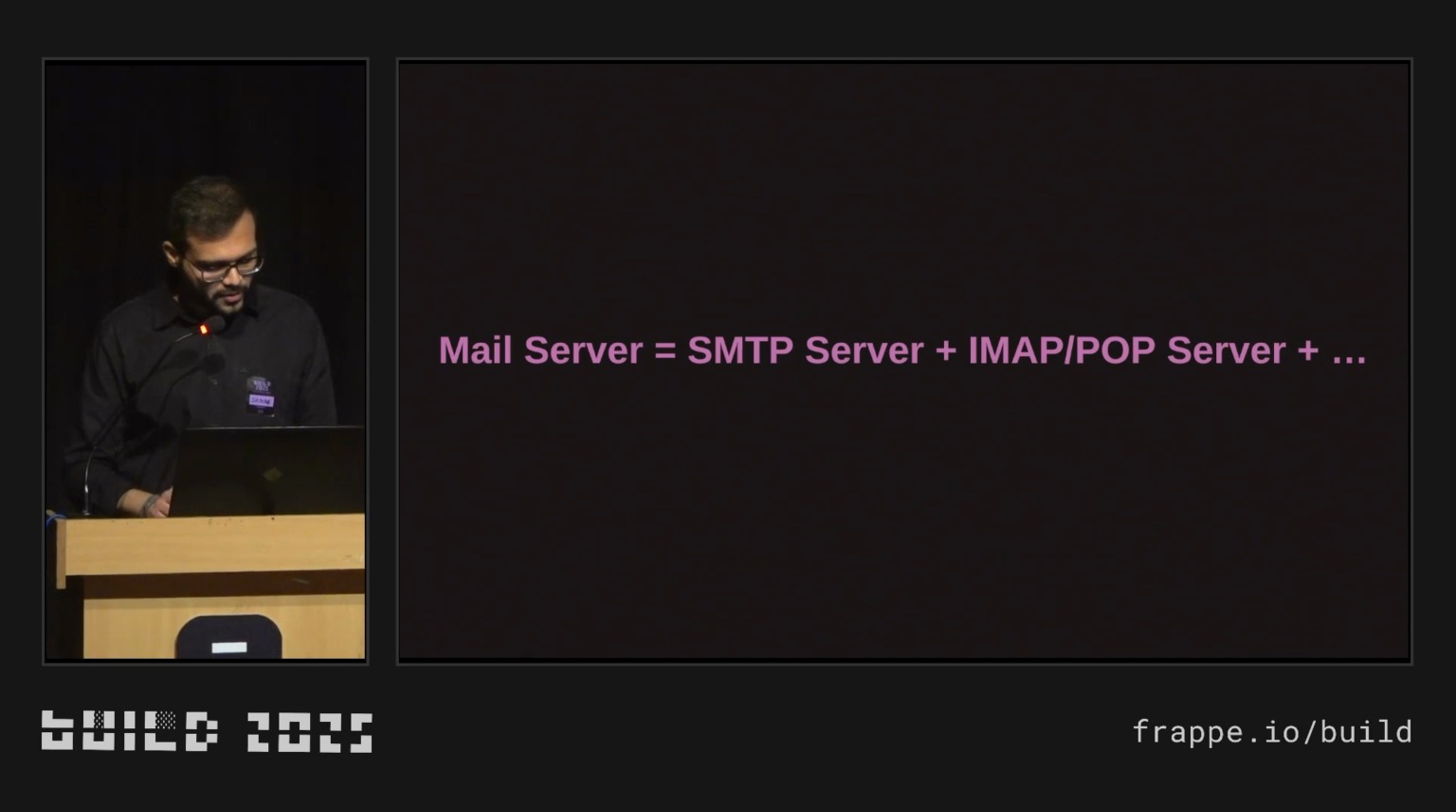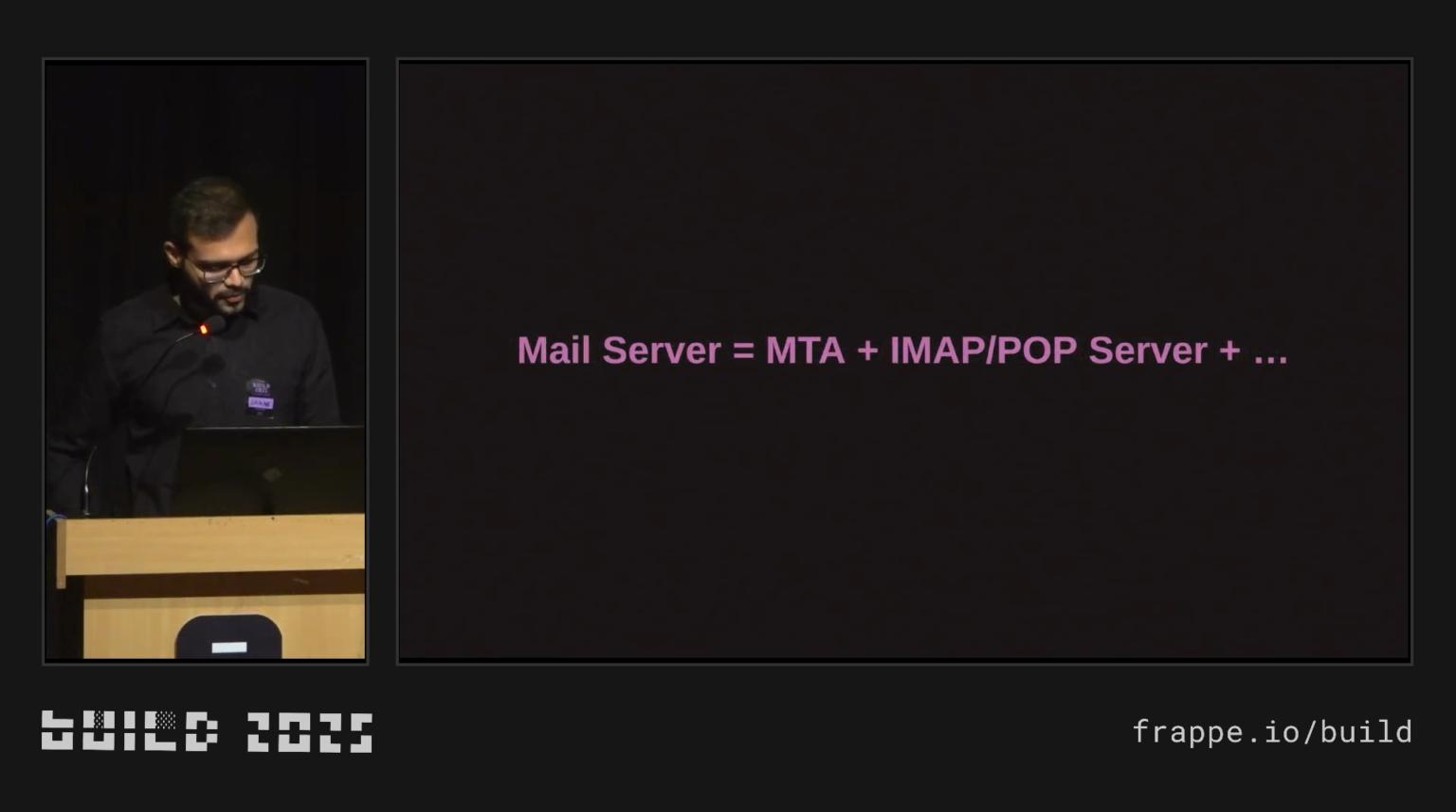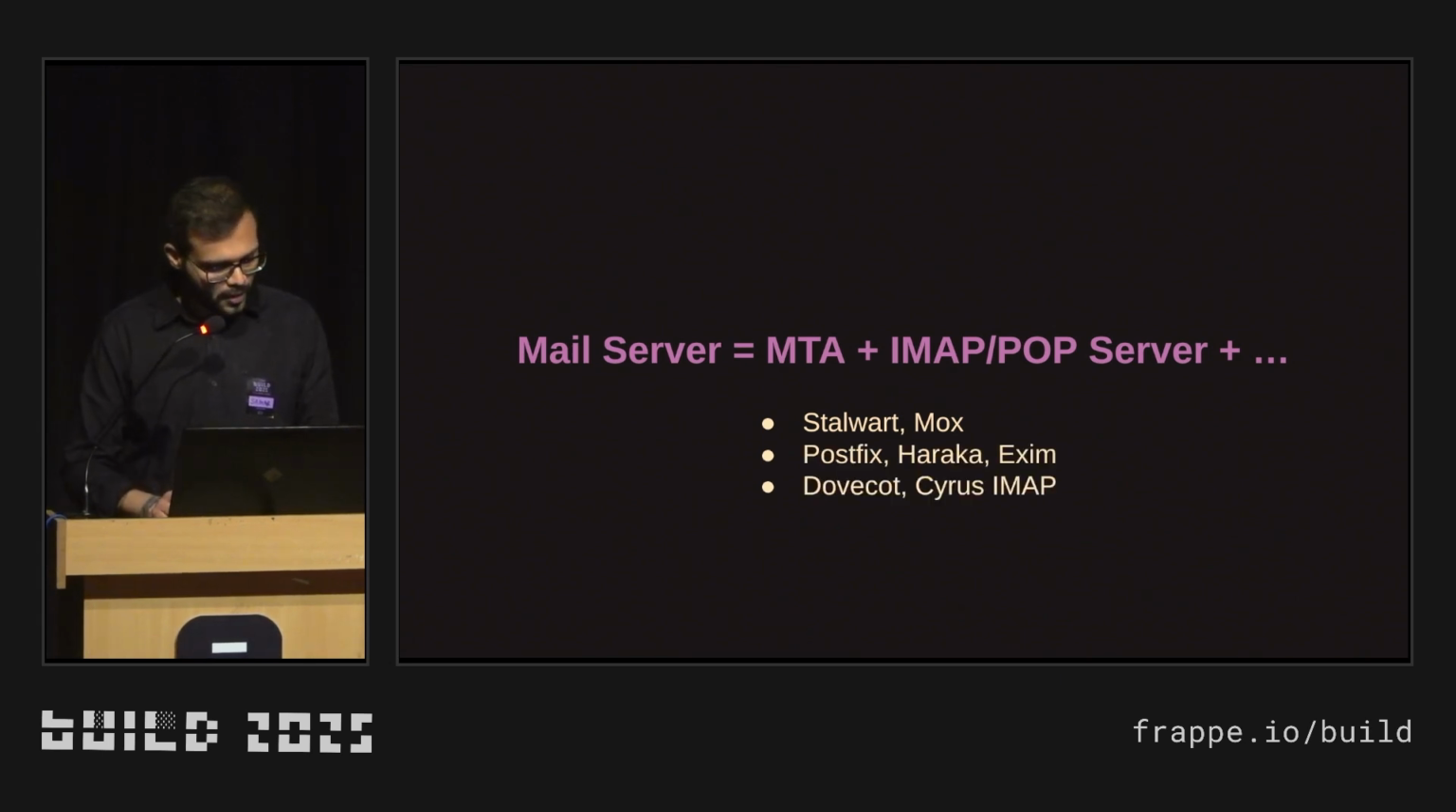A mail server is a combination of multiple components, including an SMTP server, IMAP and POP server, and additional tools like spam filtering, reputation, monitoring, and all. SMTP server is also known as MTA, Mail Transfer Agent. Open source options for mail servers are Stalwart, the one we use, and Mox. Open source options for MTA are Postfix, Haraka, and Exim. Dovecot and Cyrus IMAP for IMAP and POP server.